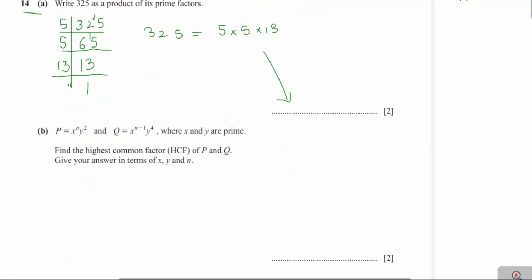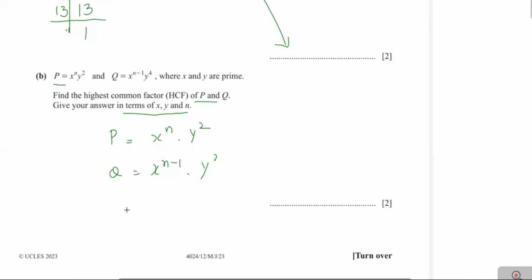Now part B: p equals x to the power n into y squared, and q equals x to the power n minus 1 into y to the power 4. x and y are prime numbers. Find the HCF of p and q. Give your answer in terms of x, y, and n. Firstly, we write p as x to the power n into y squared, and q as x to the power n minus 1 into y to the power 4.